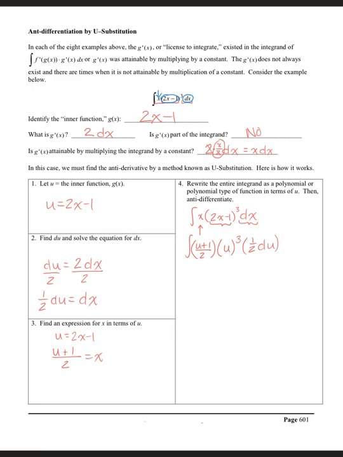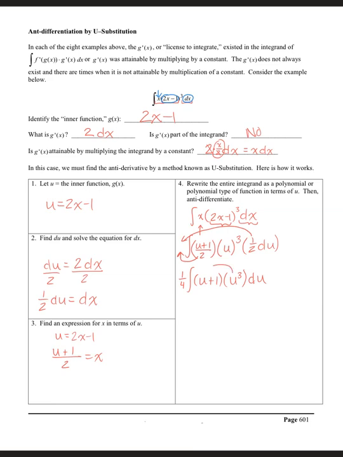Okay, so we have a couple constants here that we can kick out. We can kick out this 1/2, and then this divided by 2 is actually 1/2 as well. So on the outside we have 1/2 times 1/2, which is 1/4. And what we have left over is u plus 1 times u cubed du. Now this still looks very complicated to integrate, so let's get it into a polynomial type function.